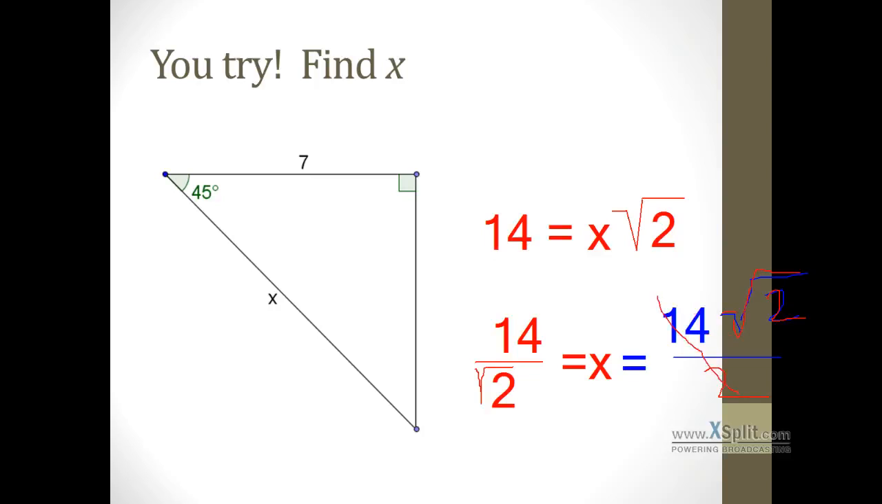14 and 2, they're going to cancel out a little bit. 14 over 2 is a 7, so this is really just going to be 7 root 2. It's exactly what we thought with the shortcut method. We have a 7 for a side length multiplied by root 2 to get that hypotenuse. 7 root 2.